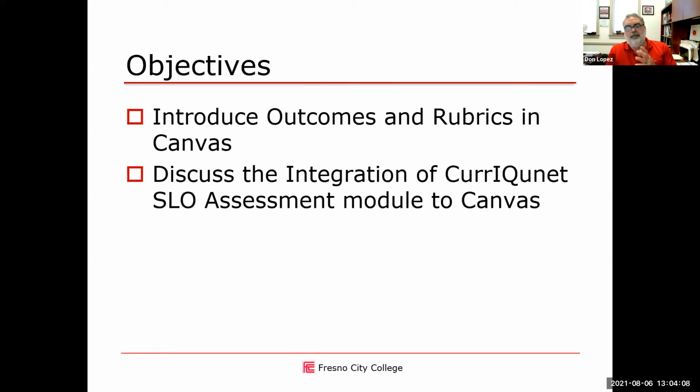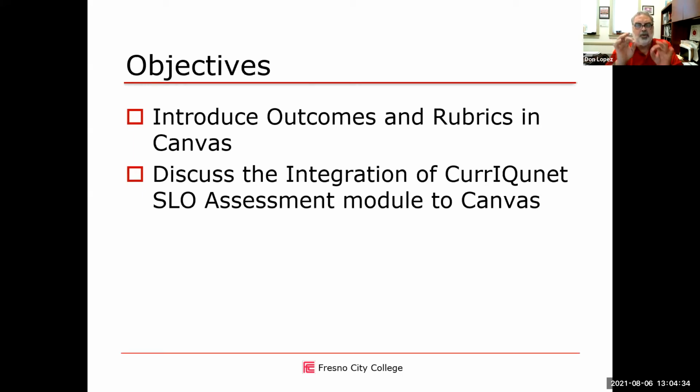So for today, we're going to introduce outcomes and rubrics within the Canvas environment. We're going to talk a little bit about what outcomes are and the different levels. And then we're going to discuss the potential integration, as I said, of Curricunet and the SLO assessment process that can be established within Curricunet, and how that would work in the Canvas environment.